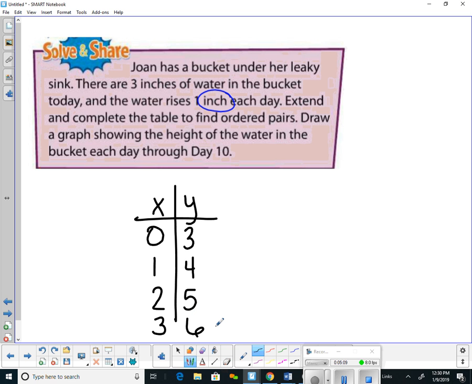Now, based on this, what would my equation be? Here we're adding 3 each time. So my equation would be y equals x plus 3.